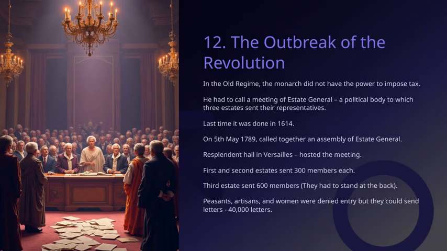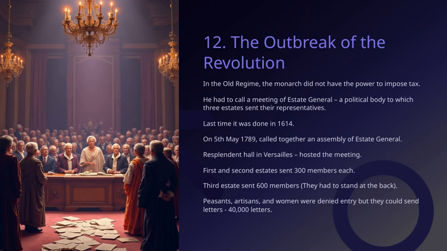In the old regime, the king didn't have the authority to impose taxes directly. Instead, he had to summon the Estates General, which was a political body representing the three estates of France. The last time this assembly had met was back in 1614, so it was quite a rare event. On May 5th, 1789, King Louis XVI called for a new meeting of the Estates General, and it was held in the magnificent Hall of Versailles.